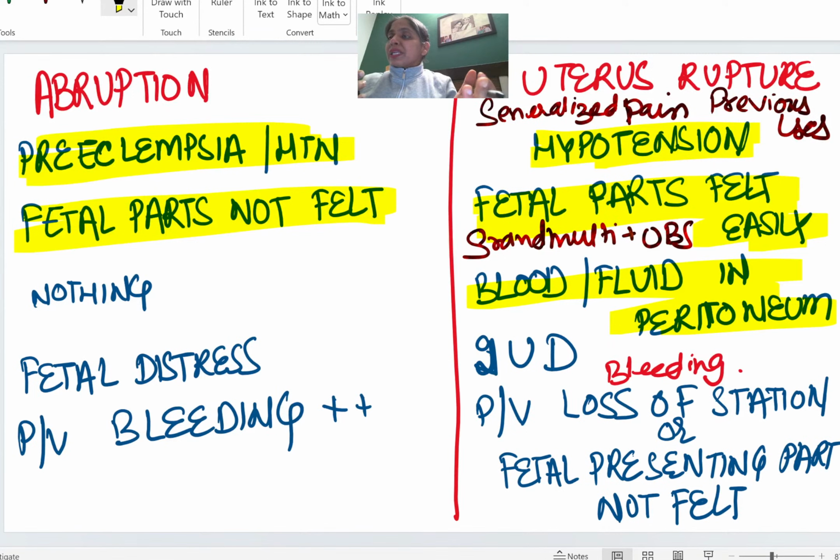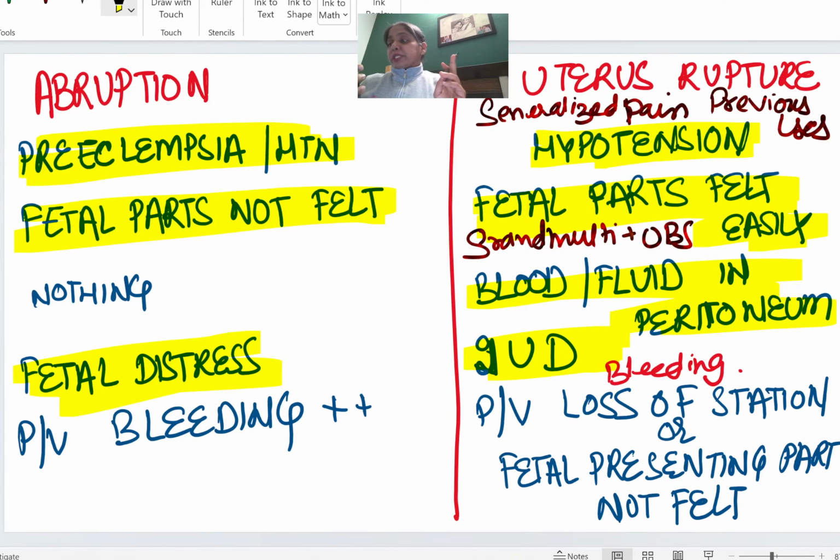What happens in uterus rupture? The uterus gets torn and everything inside the uterus comes into the peritoneum. So if fetal parts are not felt, it is abruptio. If fetal parts are felt, it is uterus rupture. In abruptio, mostly they give you fetal distress. In uterus rupture, mostly they give you IUD. Once the fetus comes into the peritoneum, intrauterine death occurs.